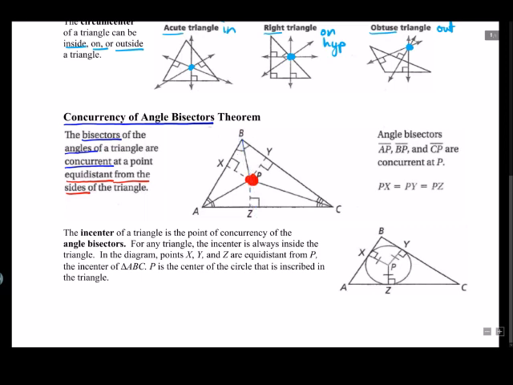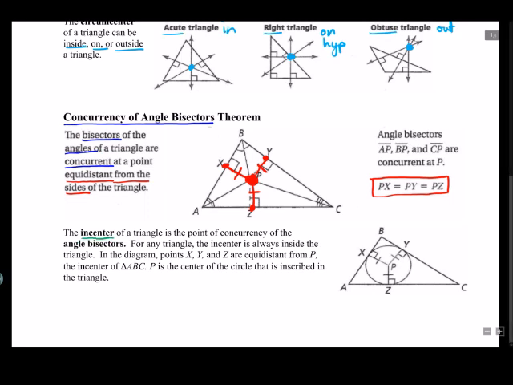Now, the only reason we really care about those angle bisectors is to get that point. Because what's important about this point is it is equidistant from the sides of our triangle. So I can draw a line to this side of the triangle, this side of the triangle, and this side of the triangle, and I know that those segments are congruent. If those segments are congruent, then they have equal measures.